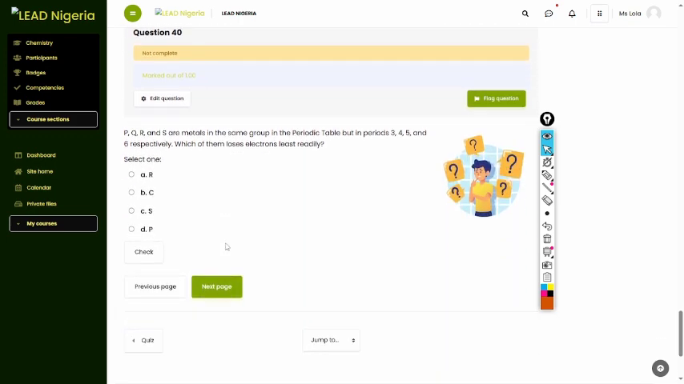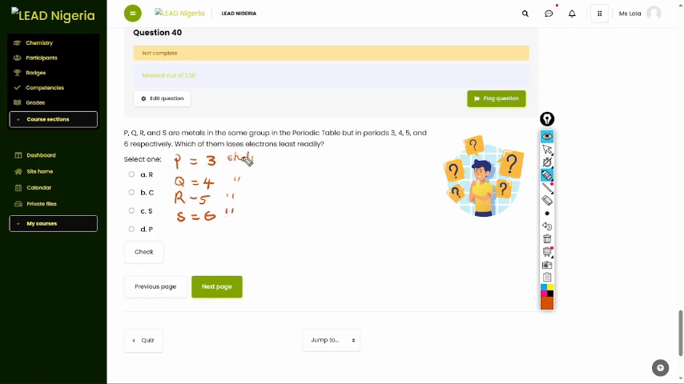Alright, so P, Q, R, S are metals in the same group in the periodic table, but in periods 3, 4, 5, and 6. Okay, so let's write out what this means exactly. It means that, respectively, P belongs to period 3, Q belongs to period 4, R belongs to period 5, and S belongs to period 6. The period means the number of electron shells it has. So this has 3 shells, this has 4, this has 5, and this has 6.